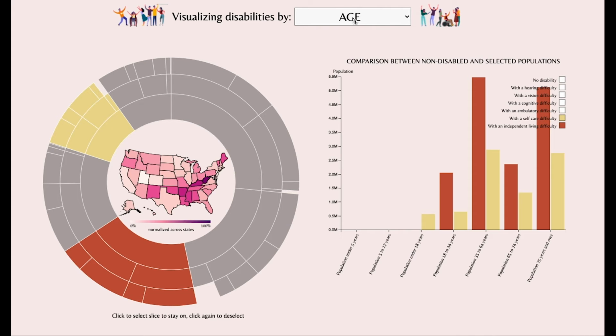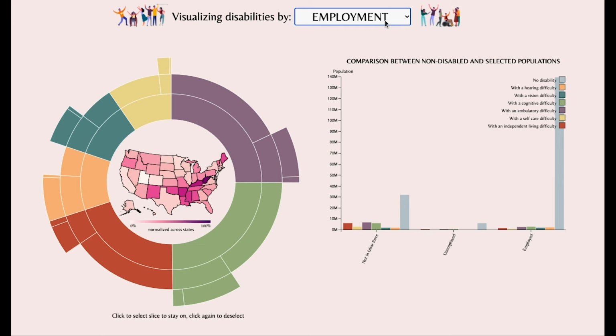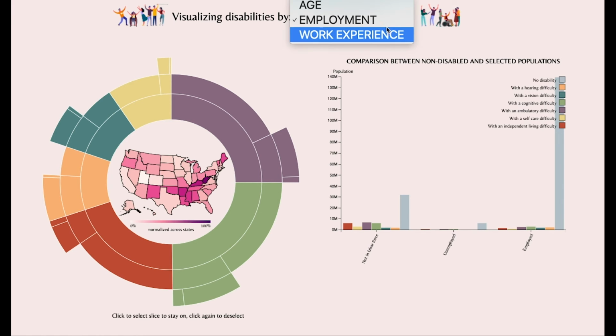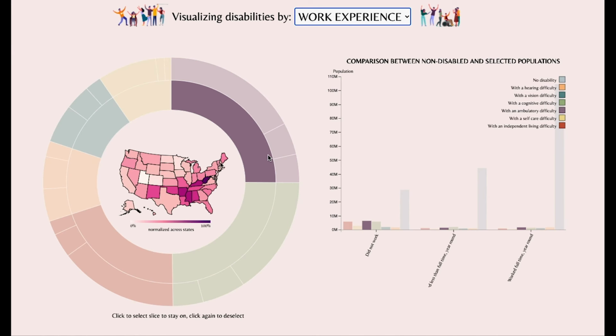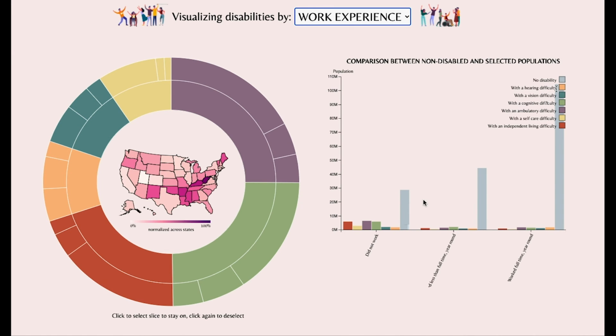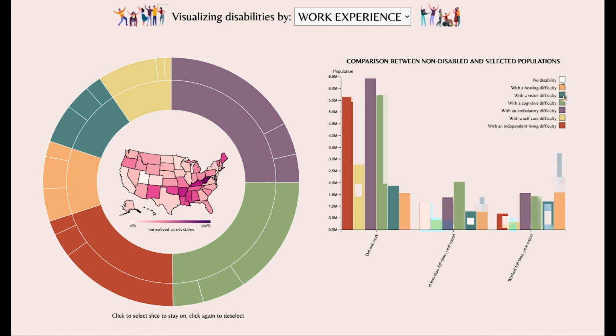Not only do we have data for the age attribute, we've also included 2 other types of socioeconomic data, which are employment and work experience. These 2 attributes give us an understanding of the economic well-being of people with disabilities. Similar interactions done with the age attribute could also be carried out with employment and work experience.